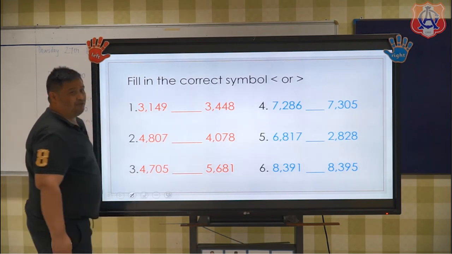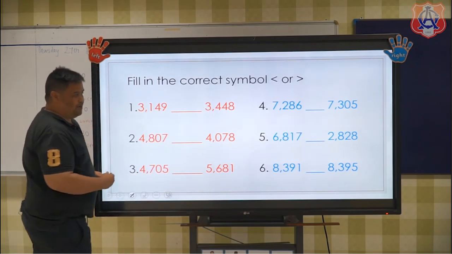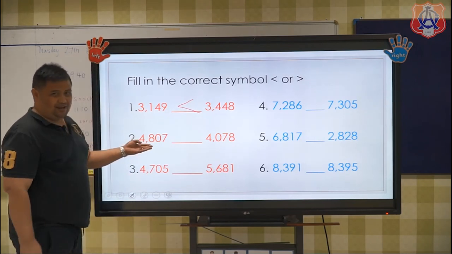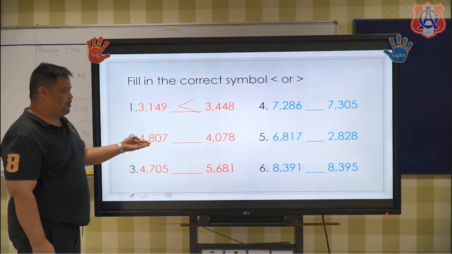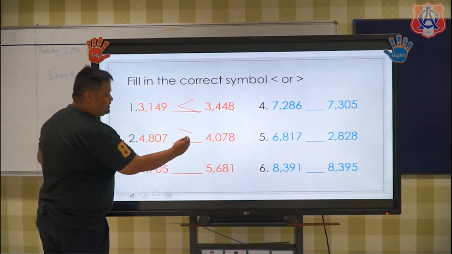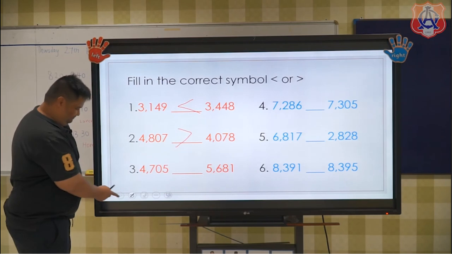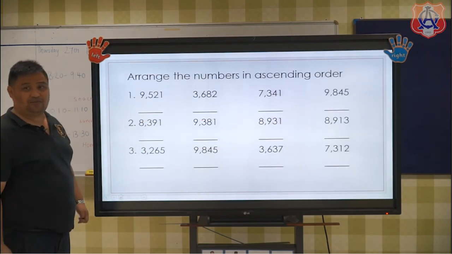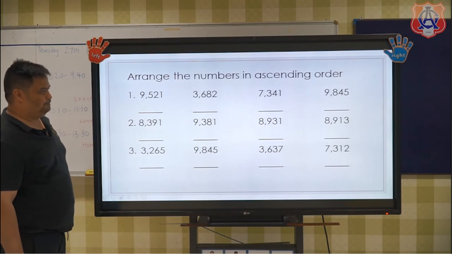3,149 against 3,448. And the bigger number is? Last example, 4,807 and 4,078. This is the bigger number. Okay? I'm going to answer only one, and the rest of it would be answered by you.